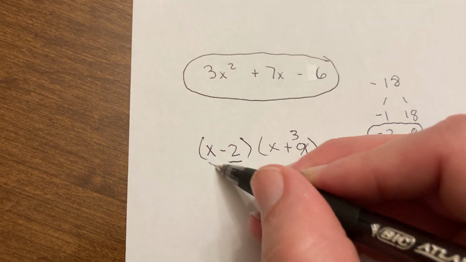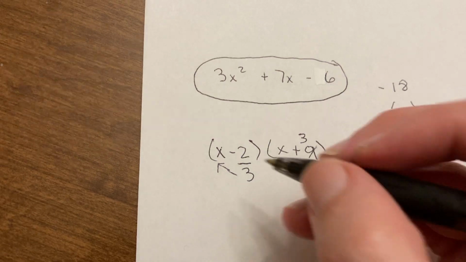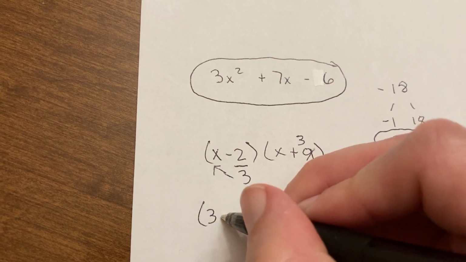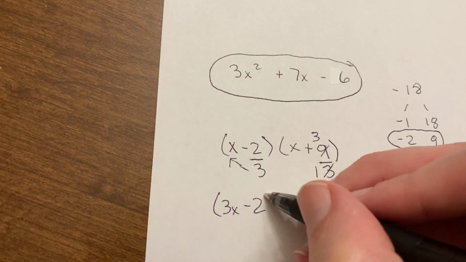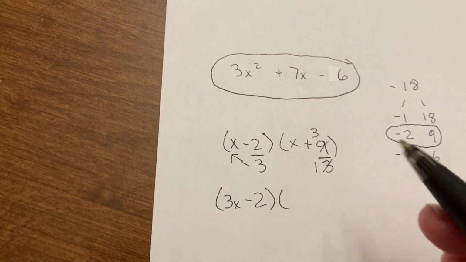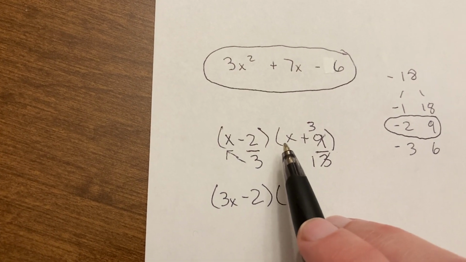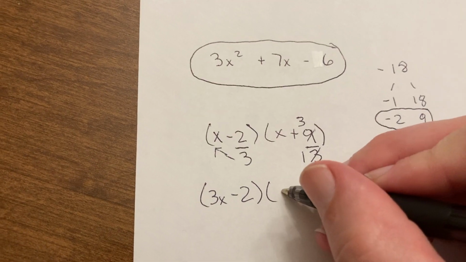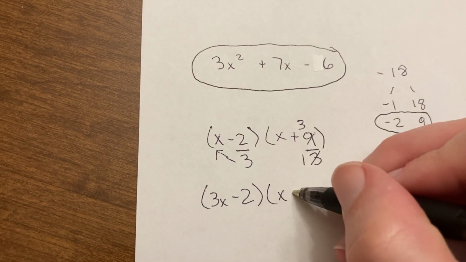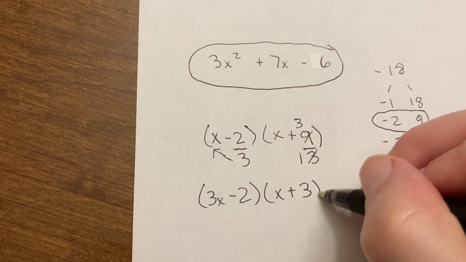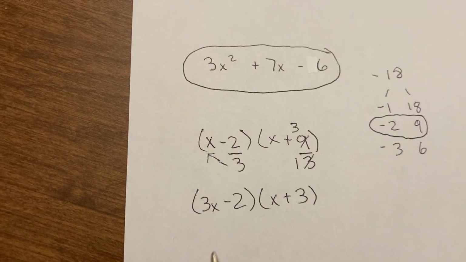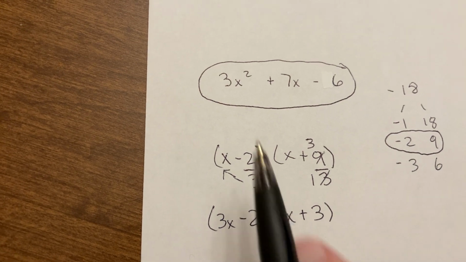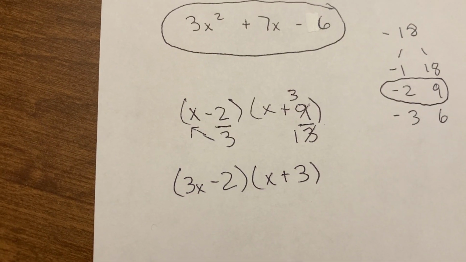So this 3 is going to move in front of the x. So now we get 3x minus 2. And then the 1 would move in front of the other x. We don't really need to show that. So that'll just be x plus 3. And now you look at it and go, oh, 3x times x would give us 3x squared.